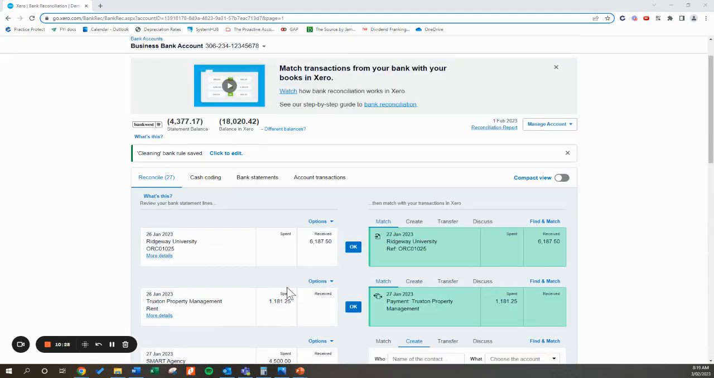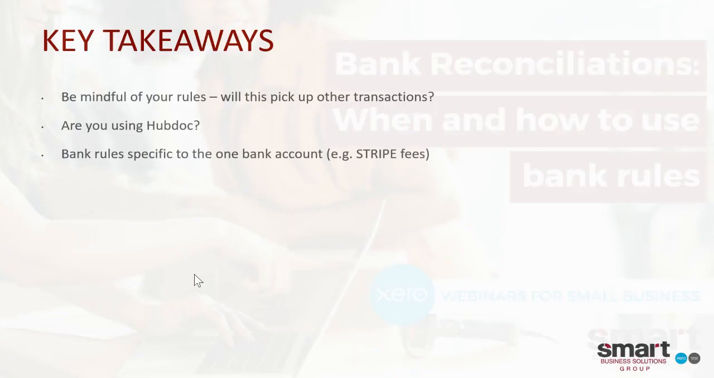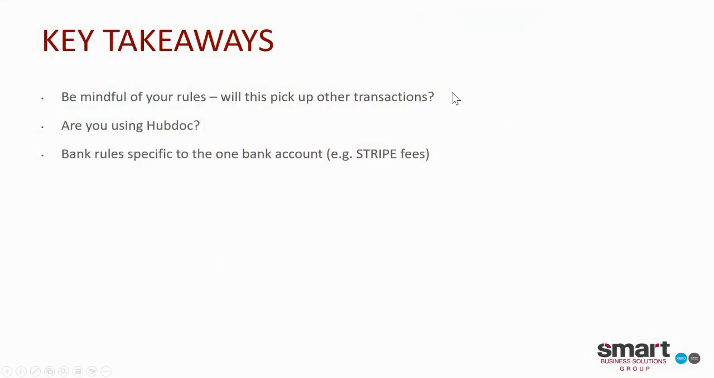So just to jump back in to end today's walkthrough, the key takeaway is to be mindful of your rules. For example, will this pick up any other transactions? A great example is if you set a rule for BP fuel, is it going to pick up your BPay payments? So just be mindful when you're setting your rules, will this trigger anything else? The next one, as we just discussed, is are you using HubDoc? Don't be creating bank rules for items that you will be submitting into HubDoc. And of course, are there bank rules specific to one bank account, or can you be selecting all bank accounts? Then you can save time if you change bank accounts later on.